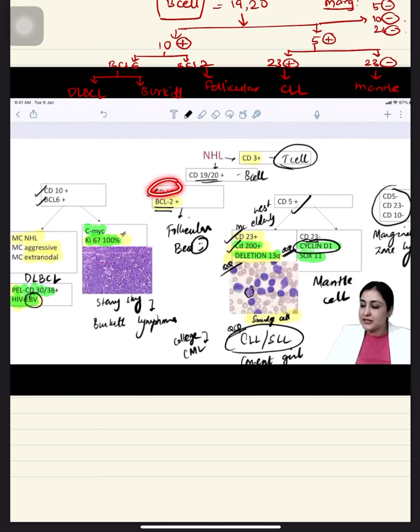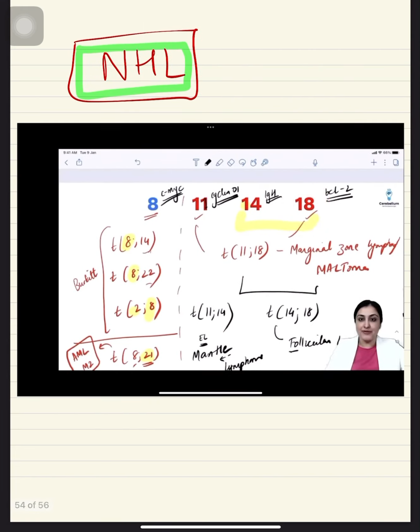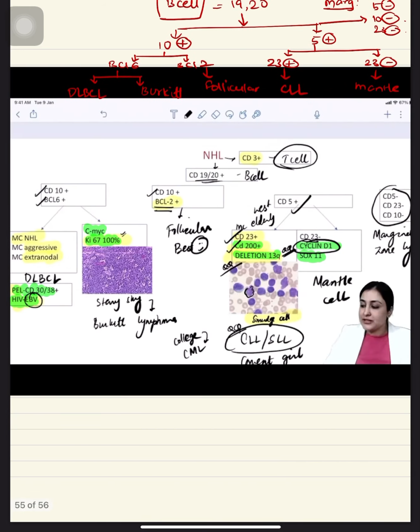Coming to CD10, which is BCL2 positive. Remember, 2 study partners are required for a good prognosis, and follicular has the best prognosis. So BCL2 over here is 18, and 14;18 is follicular. Okay, so we did that. Now again to just recap, CD10 plus BCL2 is follicular, which has the best prognosis because BCL2, 2 study partners, done. Now we did 10 either having BCL6 or BCL2, so we are done with 10.